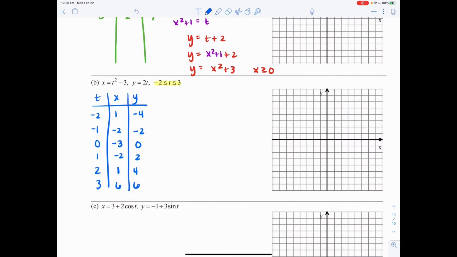Now important, direction and initial point is really important. So I'm starting at (1, -4), that's my first point. Then I'm going to (-2, -2), (-3, 0), (-2, 2), (1, 4), and (6, 6). And I'm going to indicate direction of movement. And this is going to have endpoints on both points since the restriction of t is bounded on both sides. So we're not going to continue on with arrows.